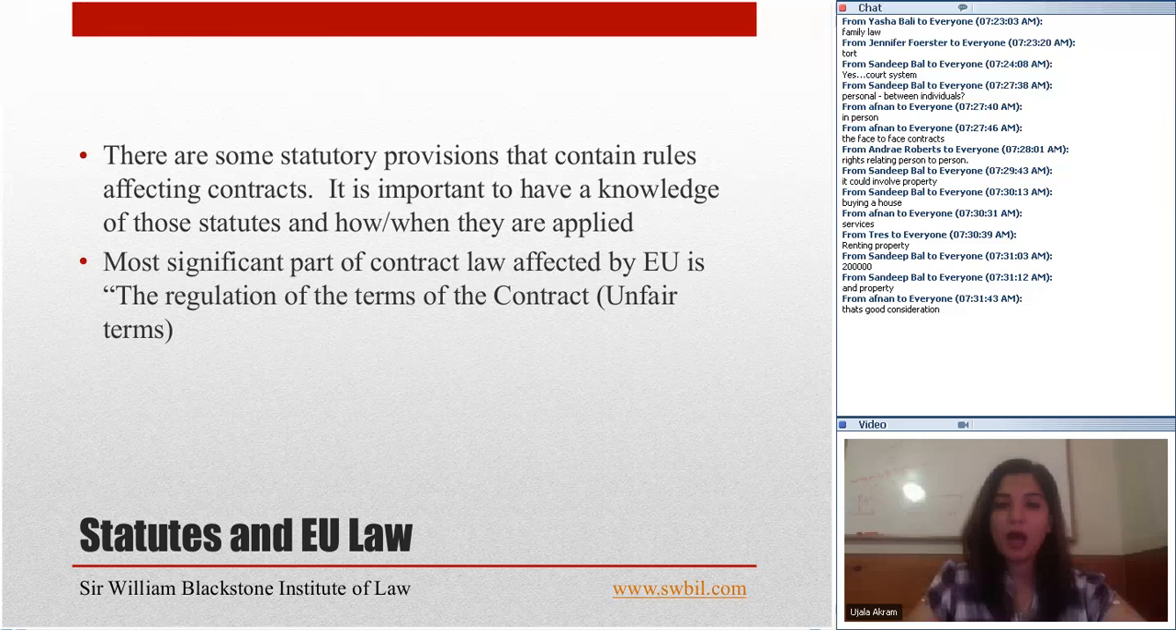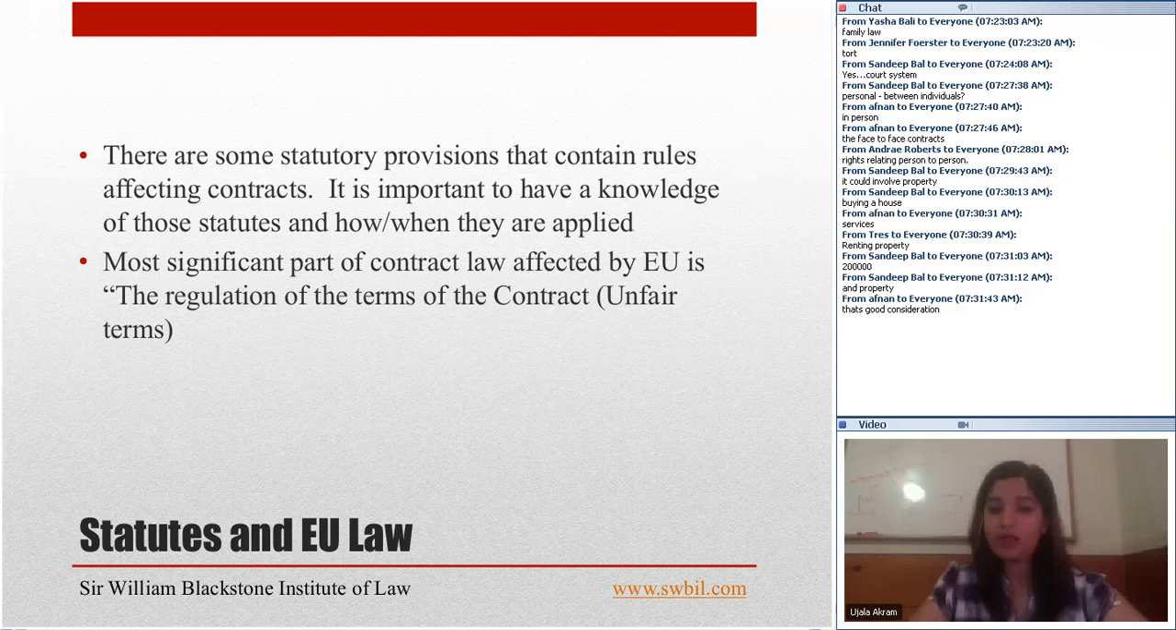During the course, I advise you to make a deliberate effort to learn about these statutes, and especially learn about the instances or cases where these statutes are applied. So not only read the statute and understand it, but also see in what cases were these statutes applied. And that is how you refer to a statute in your exam as well. So do not just write the statute in your exam paper. Also tell the examiner how and when that statute was applied.